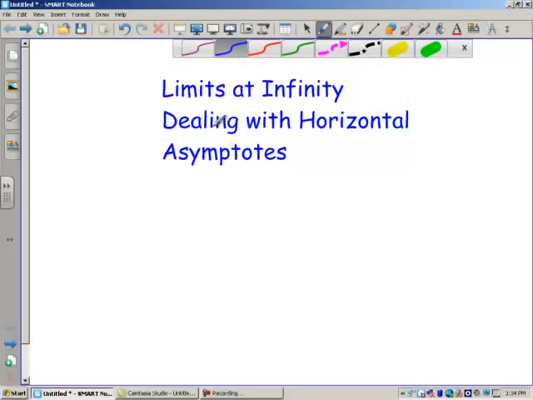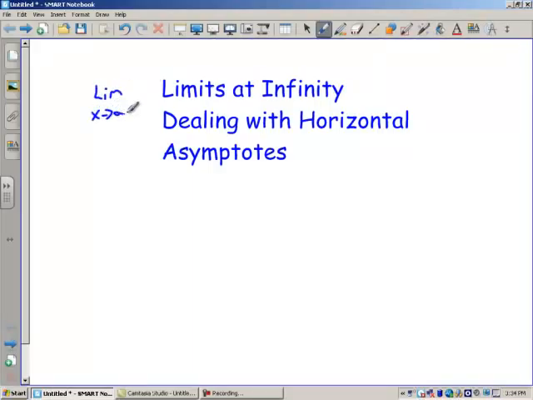Hi, boys and girls. Okay, we're going to deal with limits at infinity. You're going to see limit as x approaches infinity or limit as x approaches negative infinity. And this is going to indicate, are we going to have a horizontal asymptote? And there are basically three rules if you're dealing with a rational function.